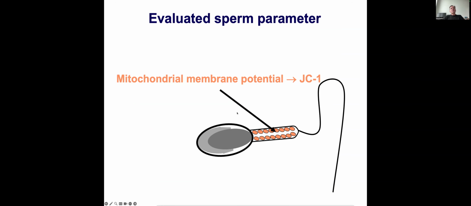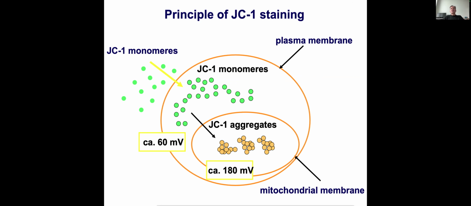And another important parameter, the expert in this field is Abdelbary, is the mitochondrial membrane potential. Also we examine the activity of the mitochondria, very important, for example, for the motility of the sperm. And we are using here JC-1. JC-1 shows a green fluorescence if they are in monomers. If they are aggregated, then they show an orange fluorescence.